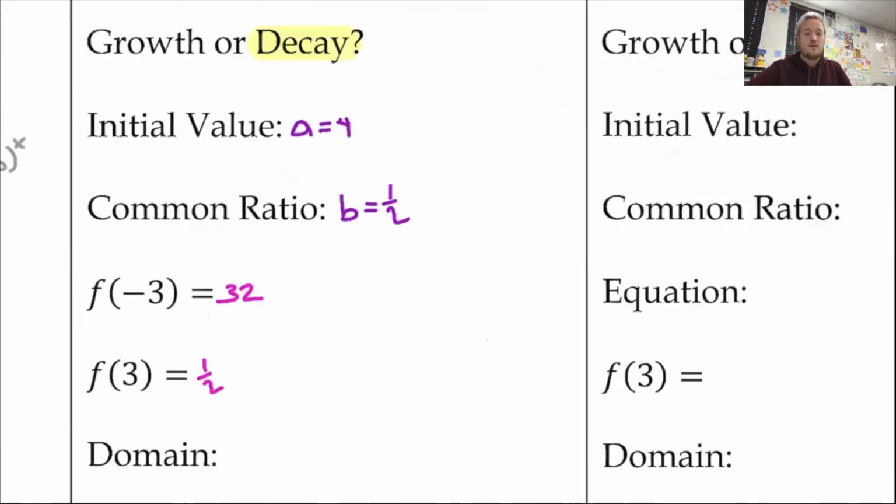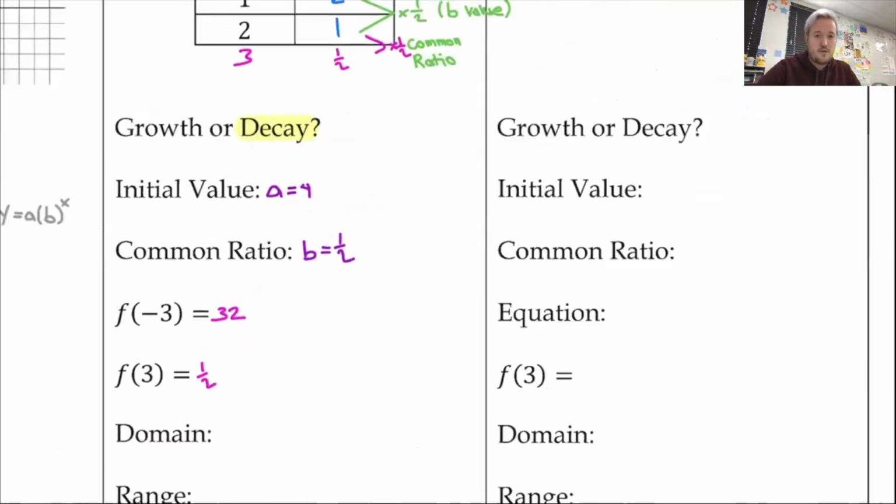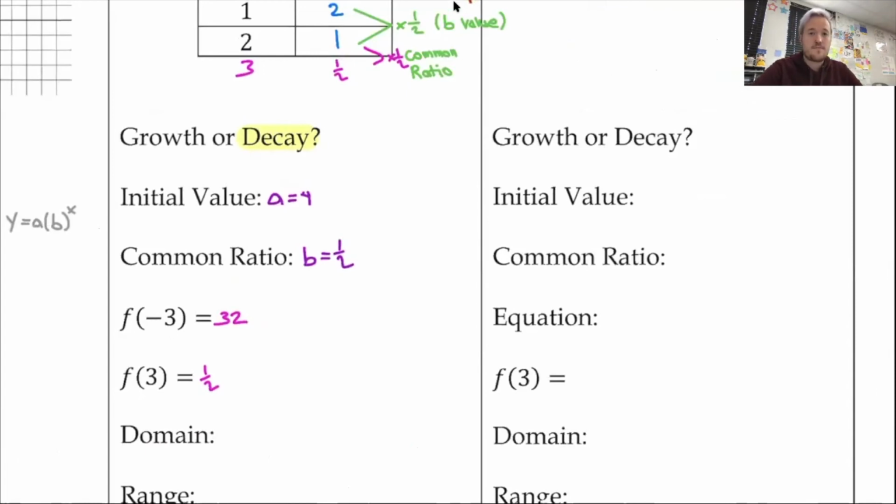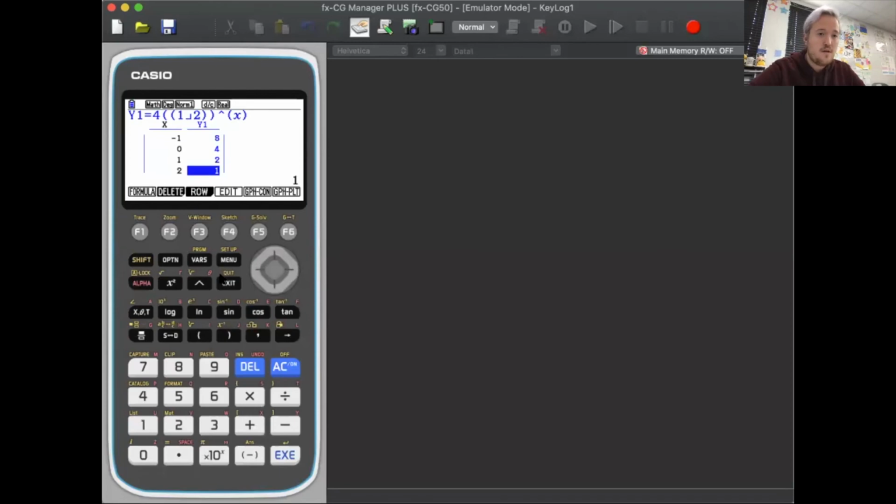Okay. All right, so now I'm going to go ahead and show you in the calculator. I'll go ahead and show you both ways. All right, so this is the table that we have. If I want to go down, it's 0.5, which is 1/2. And if you want to go to -3, there's 32 right there for you.